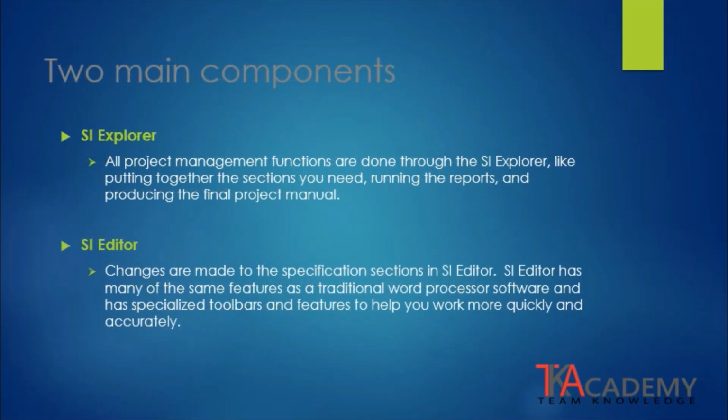The SpecsIntact software is made up of 2 main components or applications. The first is the SpecsIntact or SI Explorer. This is where the project manual is assembled and all project management functions are done. The individual specification sections are compiled based upon the project's scope of work. From the SI Explorer, you can edit the job's formatting, run the reports, and produce the final project manual.